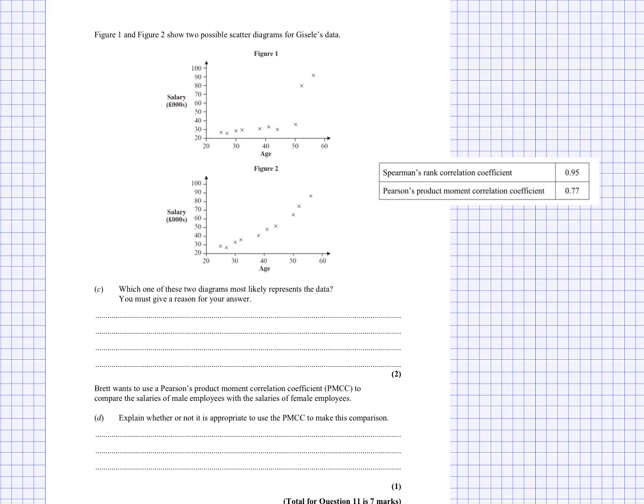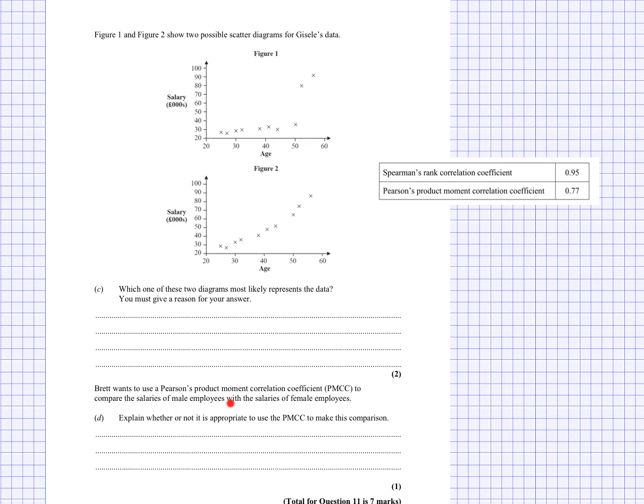Now, the next question says, Brett wants to use a Pearson's product moment correlation coefficient, PMCC, to compare the salaries of male employees with the salaries of female employees. And immediately, I think that's a bit strange. Explain whether or not it is appropriate. So we need to say it is appropriate or it is not appropriate to use the PMCC to make this comparison. Now, notice that I said this was a bit strange.